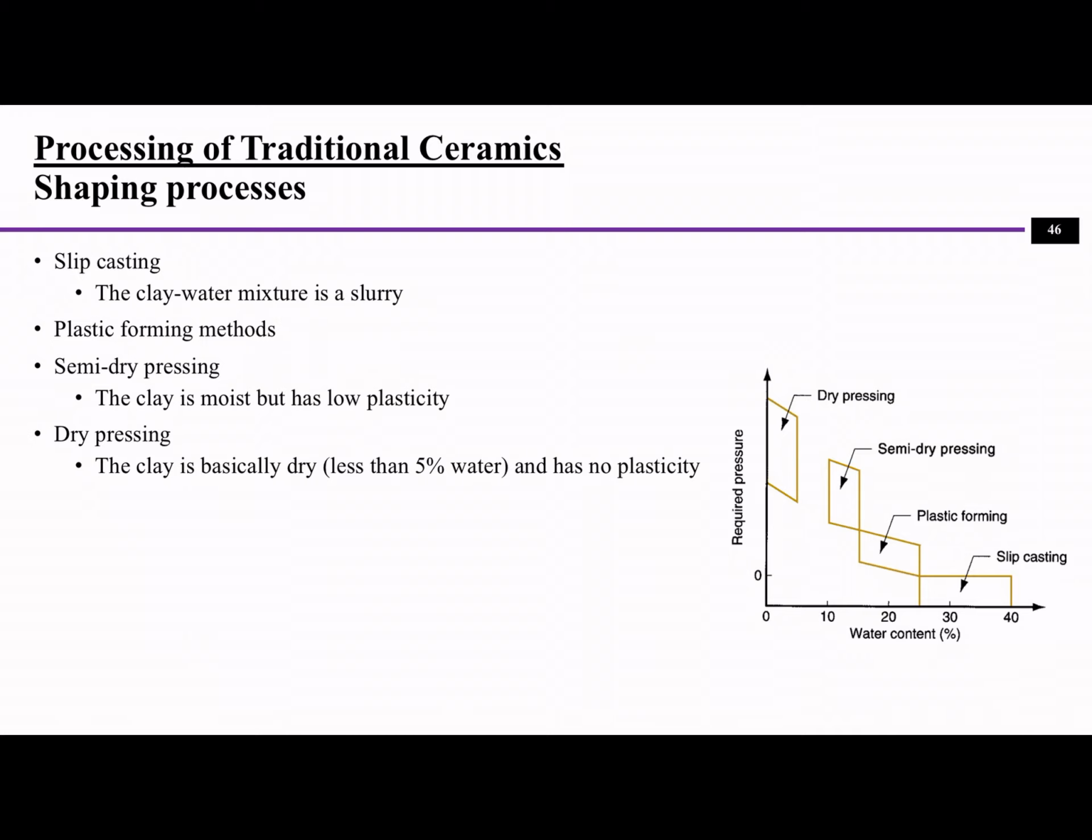And for the shaping process of ceramics, there are several processes. One is slip casting. Slip casting means we create a clay-water mixture as a slurry, then create the shape by pouring the slurry into a die. And there's also a plastic forming method I'm going to talk about later.